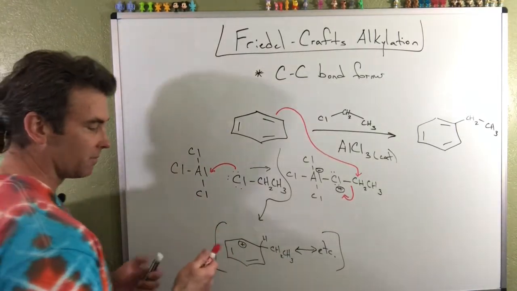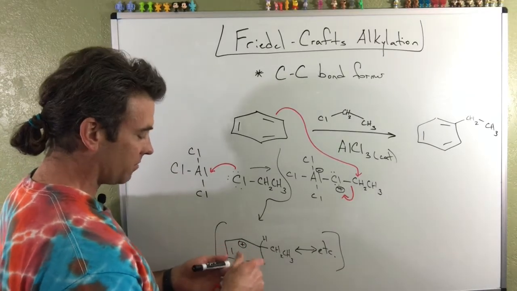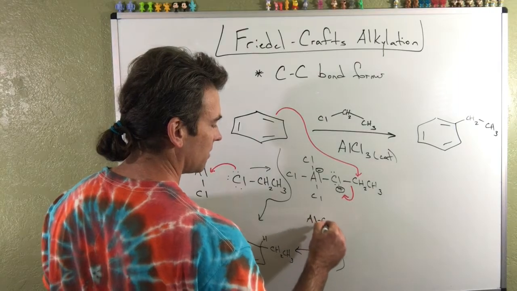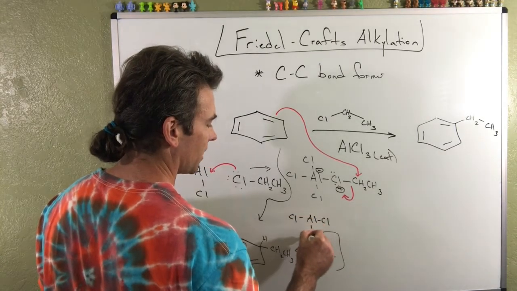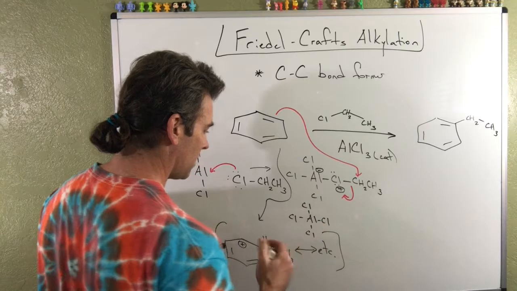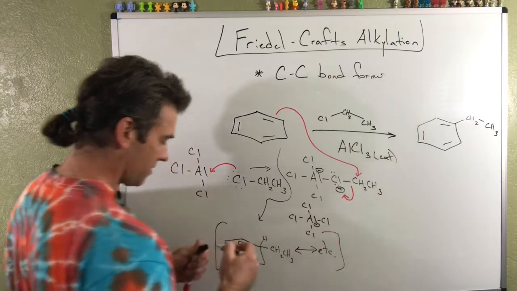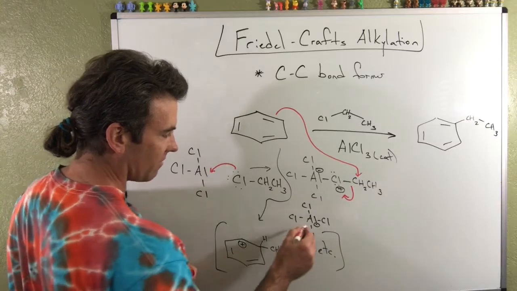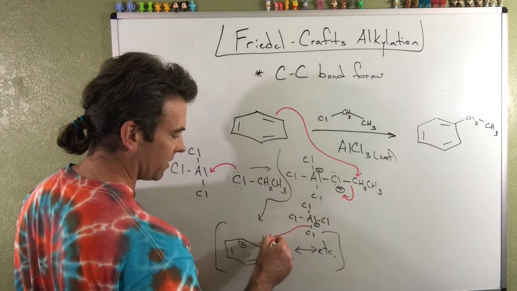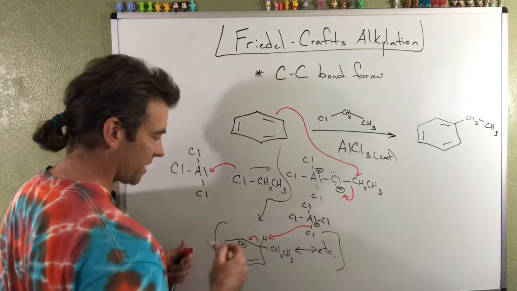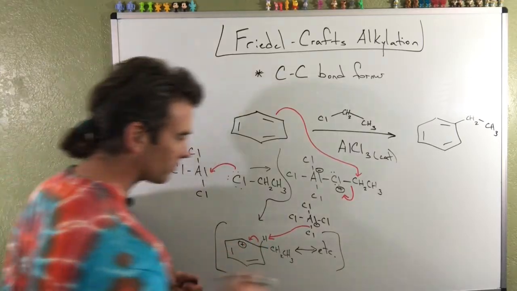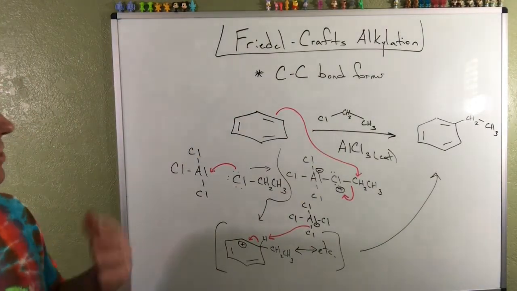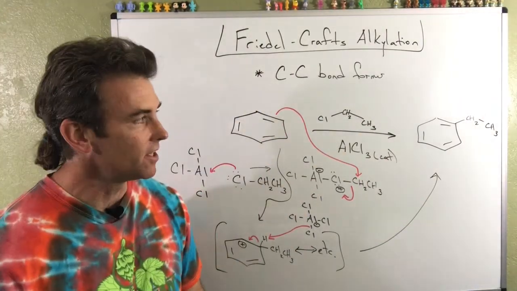Final step of the mechanism, keep in mind, is almost always going to be reforming your catalyst. That's why it's allowed to be in a catalytic amount. And so we've got our aluminum species here, and we are going to have this bond swing out, attack the H, and reestablish aromaticity. And we end up with our product. So that's Friedel-Crafts alkylation.